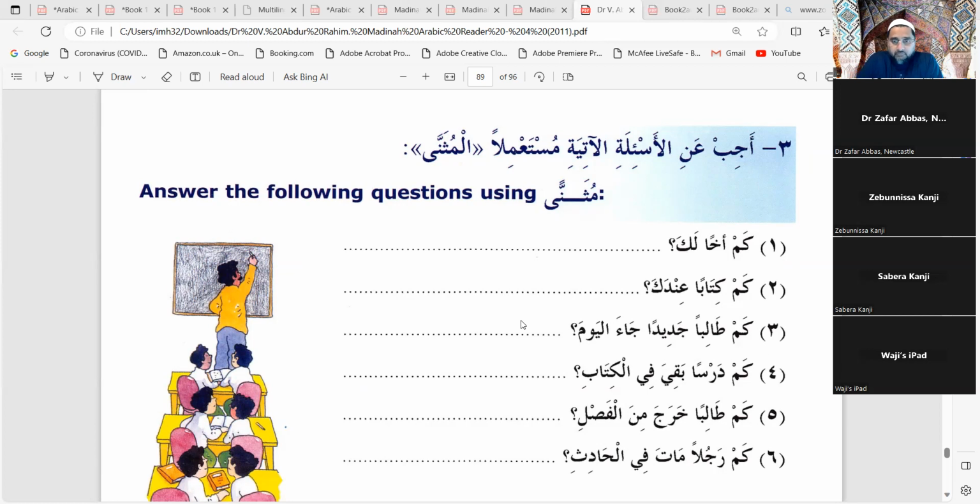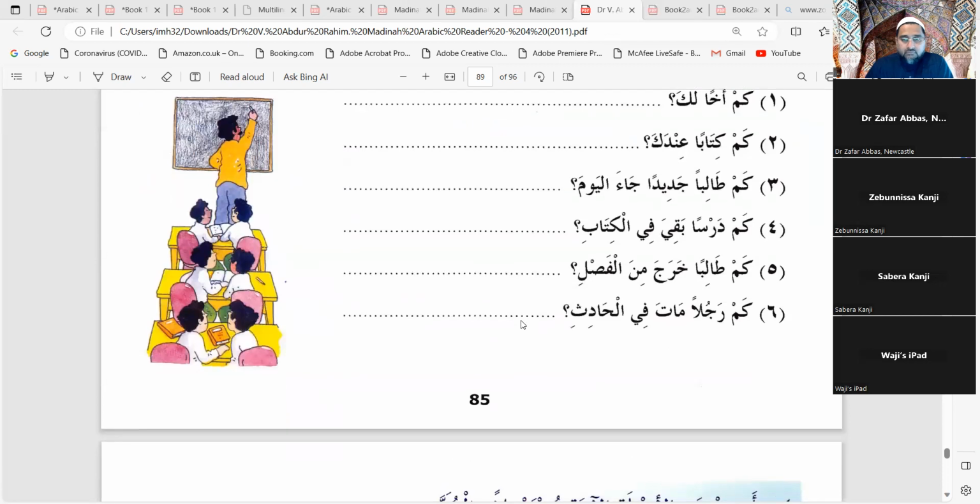Number 3. Kam talibans jadidan ja'a al-yawm? How many new students came today? So you say today, 2 new students came. Ja'a talibani. And who are these new students? Jadidani. Ja'a talibani jadidani al-yawm. Correct. Perfect. Number 4.